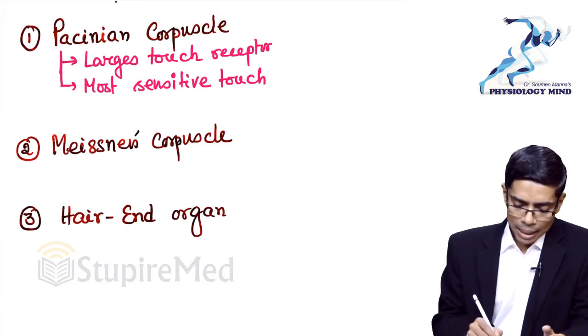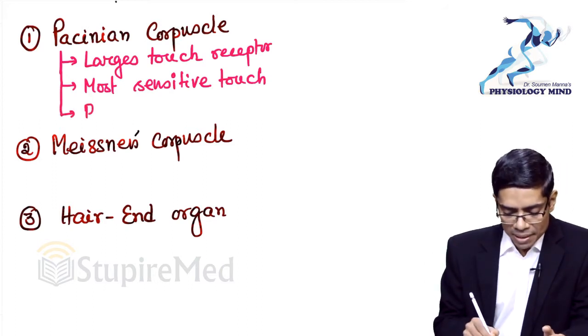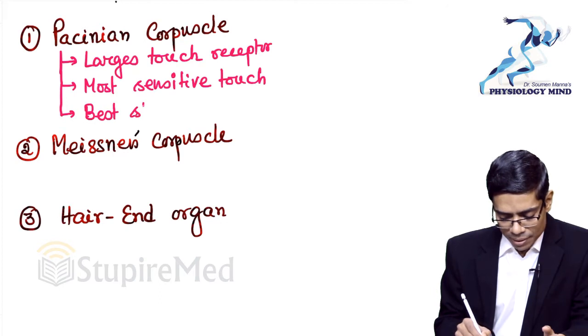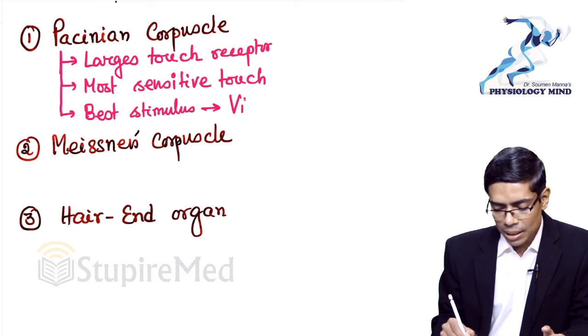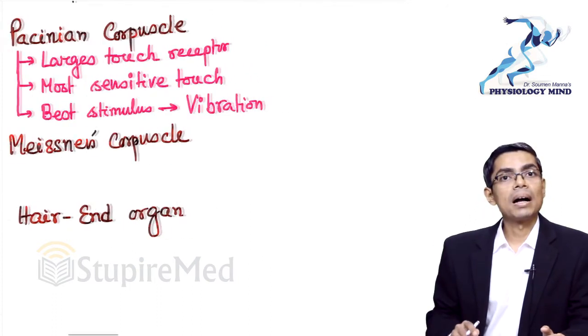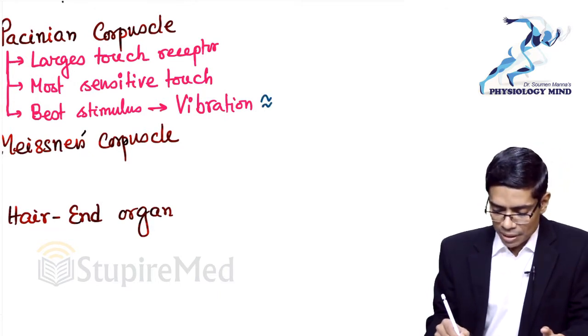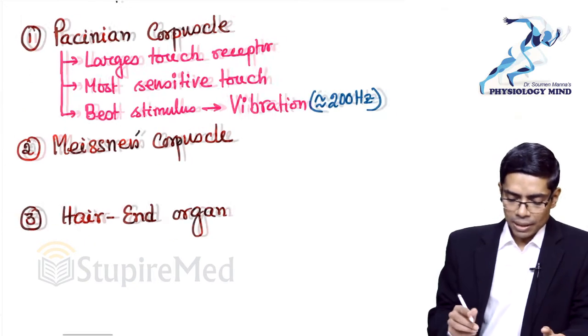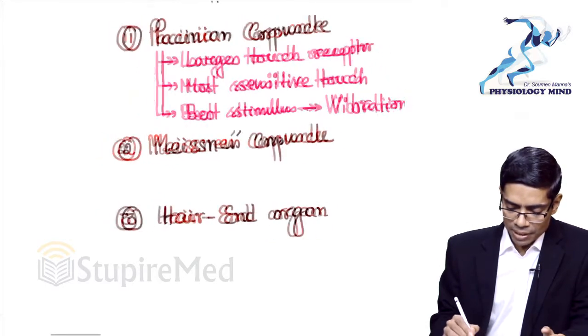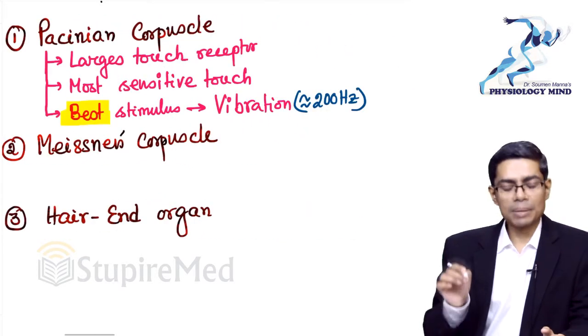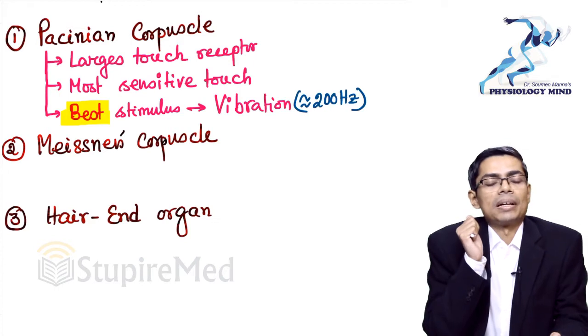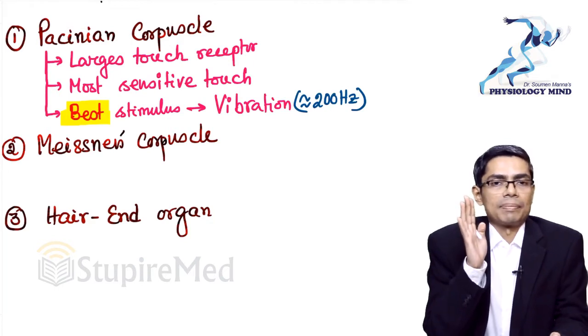And number 3, the best stimulus for activation of this receptor is vibration. Which type of vibration? High frequency vibration. The best frequency is around 200 Hertz. I am writing here. We have to understand the best stimulus for every receptor. At least I have to remember that. So Pacinian corpuscle, vibration.